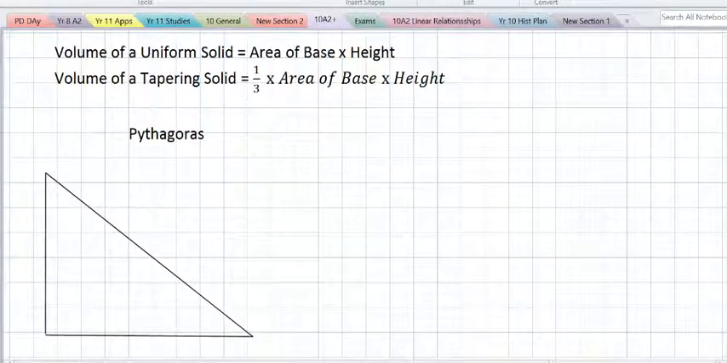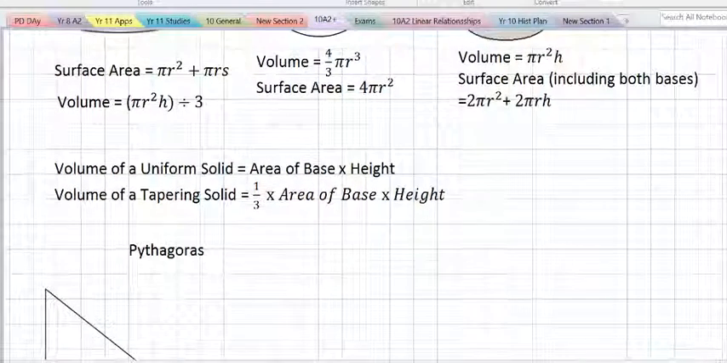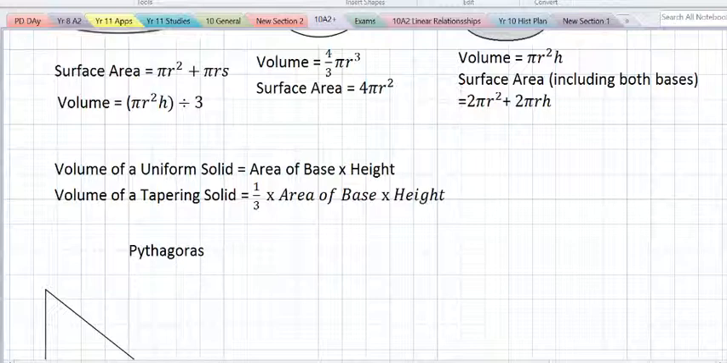Nearly the end of measurement. Now remember, a uniform solid is one that passes the toast test, or piece of bread, where you can slice all the way through. To find its volume, you simply find the area of its base and multiply it by the height. A tapering solid is exactly the same except it goes to a point, so it is a third times the area of the base times the height. That's what I'm talking about, the third. Keep that there? Yes, okay.